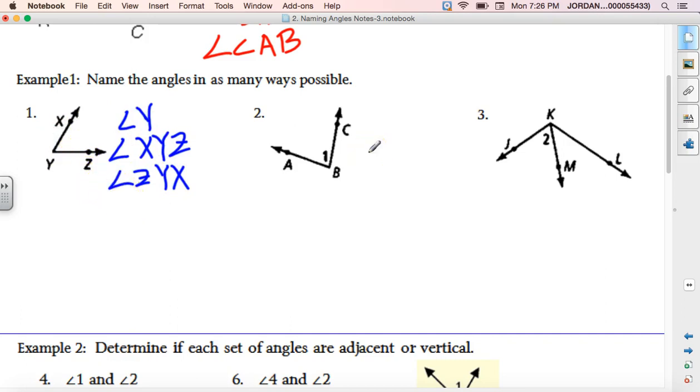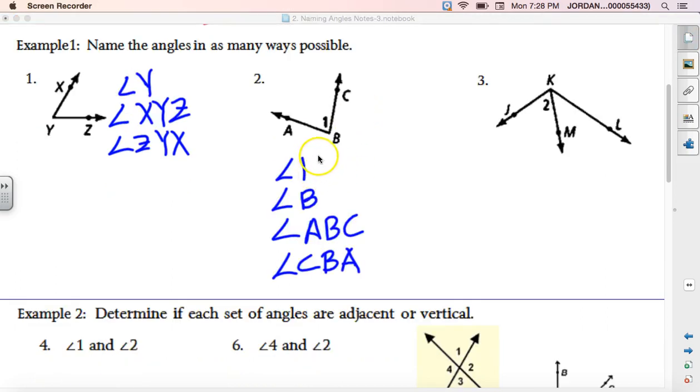Alright, so I'm going to go ahead and pause the video. You guys pause yours and see if you can name all the different ways to name this angle right here in problem number 2. Alright, so here are the four possible ways to name this angle.